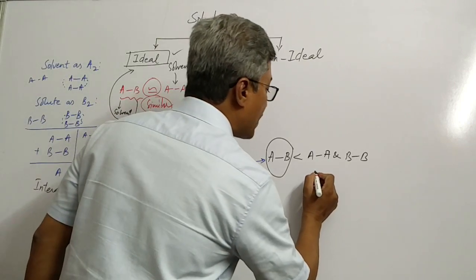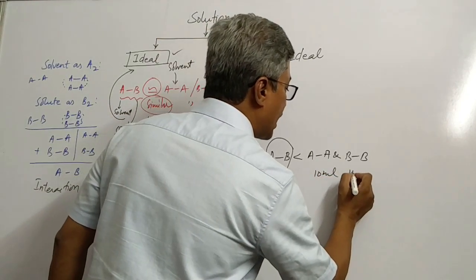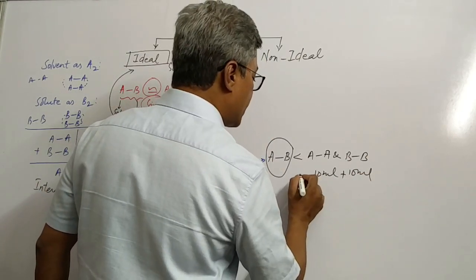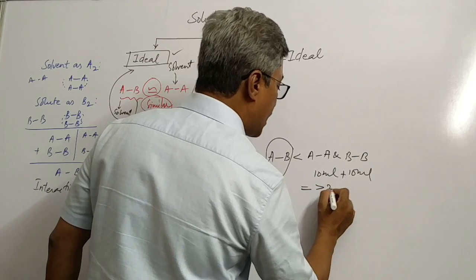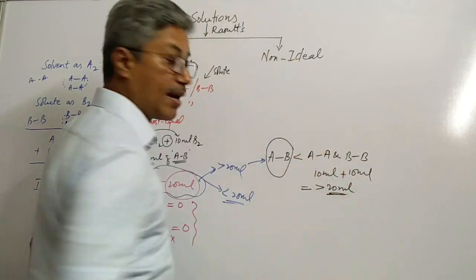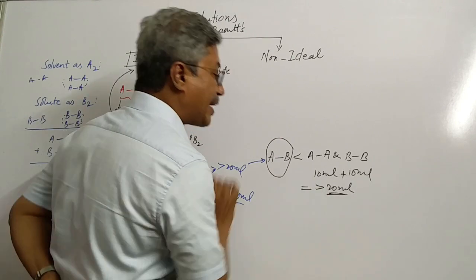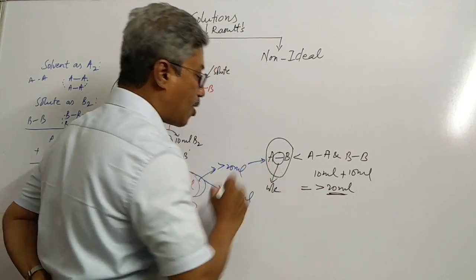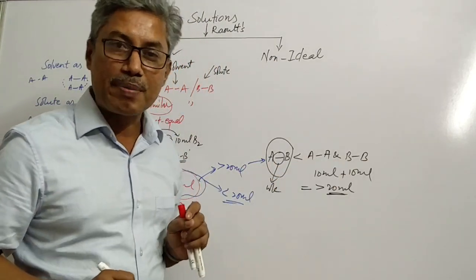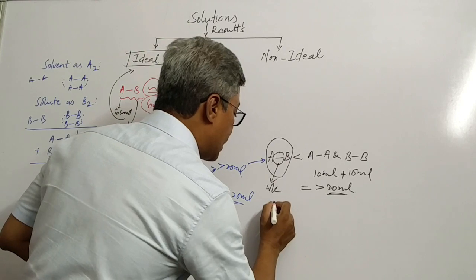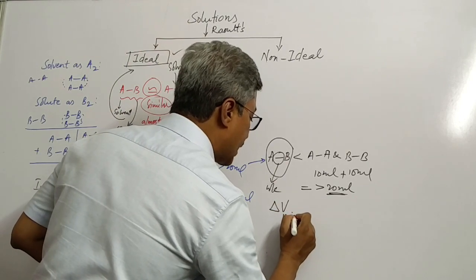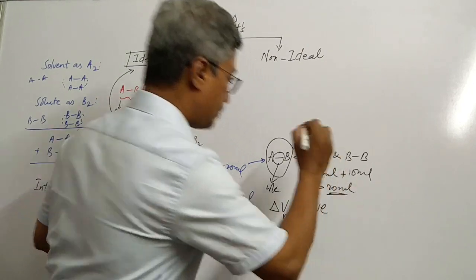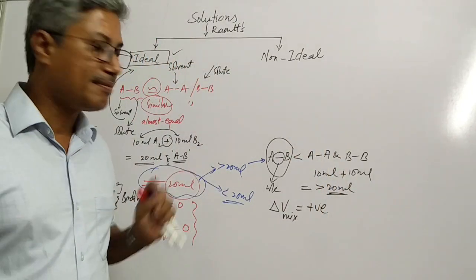It means that if you mix 10 ml of this and 10 ml of this, upon mixing, the total volume will be more than 20 ml. Are you noticing this, students? Why will this more than 20 ml come? Because this bond is weaker than AA or BB bond. Then in this case, delta V mixing is more. That more is indicated as positive. Delta V mixing is positive.